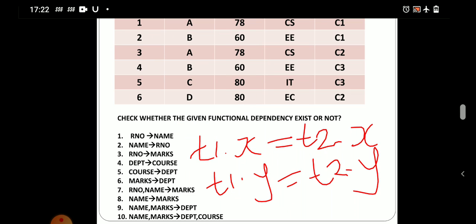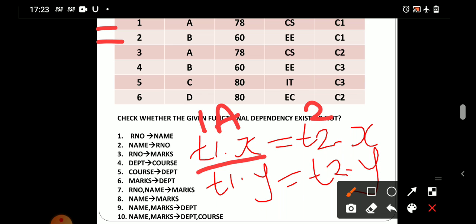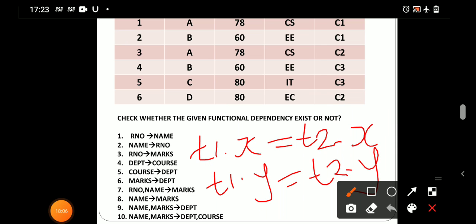You can also check like this. See, roll number and name. Here we have to consider the values of two attributes, roll number and name. So here the value is 1A for tuple 1, and if we take tuple 2, the value is 2B. So these values are not equal. So no need to check this one, which means there is no problem. Okay, let's check some other tuples.